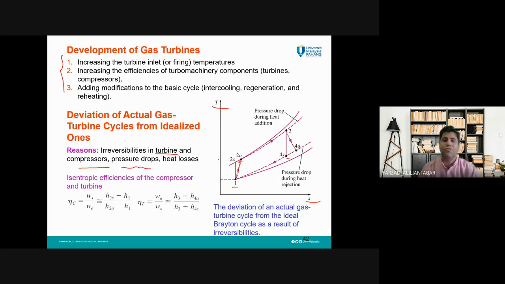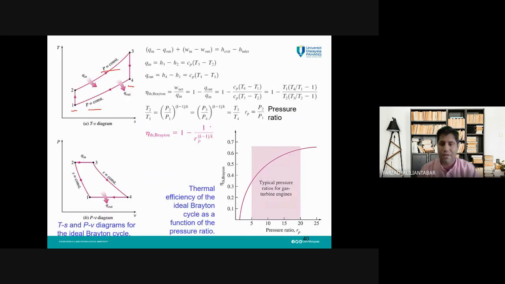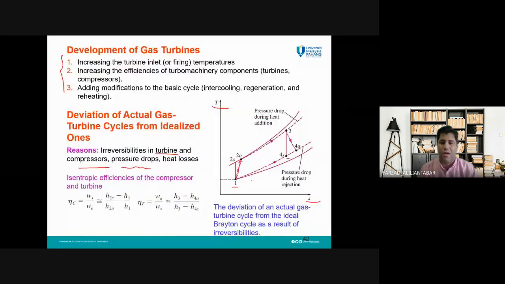Then how are we going to calculate the efficiency of the cycle? We use idealization to find this equation. So here we understand that the actual cycle does not include isentropic processes. How can we calculate the thermal efficiency now? We can use some equations which you have already seen in thermodynamics. We need to use the isentropic efficiencies of the compressor and turbine.